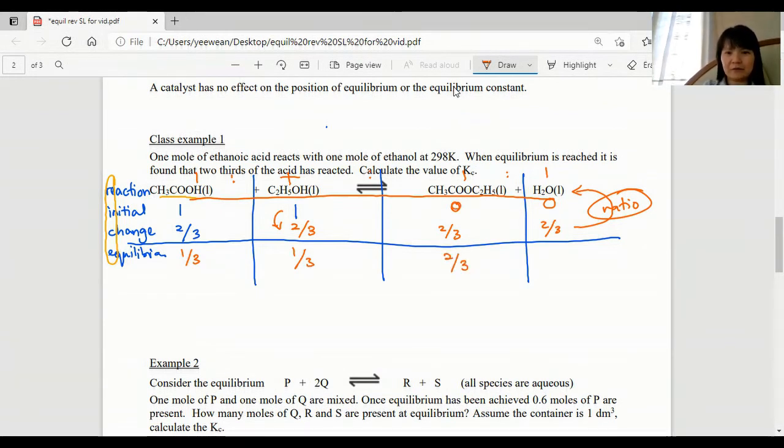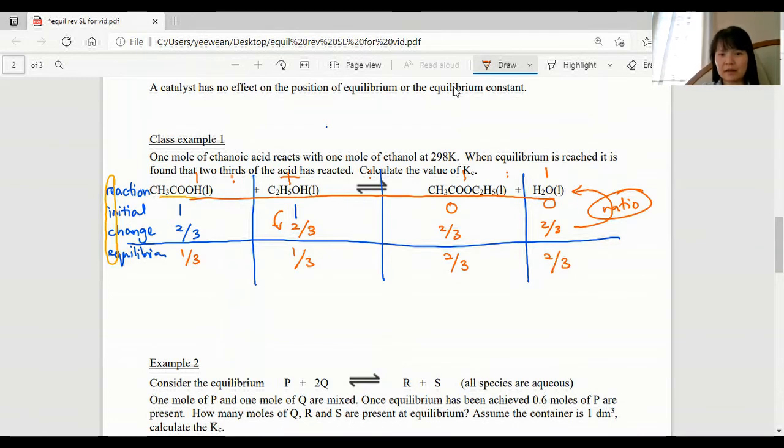Okay, if originally there's a value here, say 1, then this would be 1 plus 2/3. That's how it works. Okay, I put it back to 2/3 here. And initially there is 0 water and it formed 2/3 mole of water, so 2/3 as well.